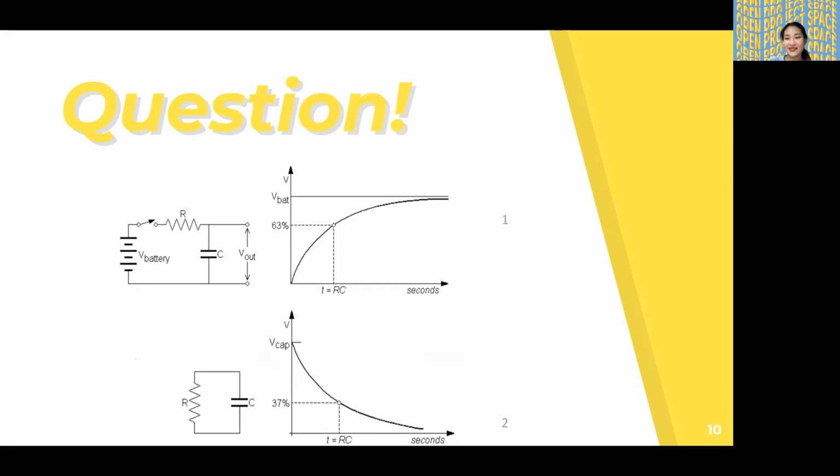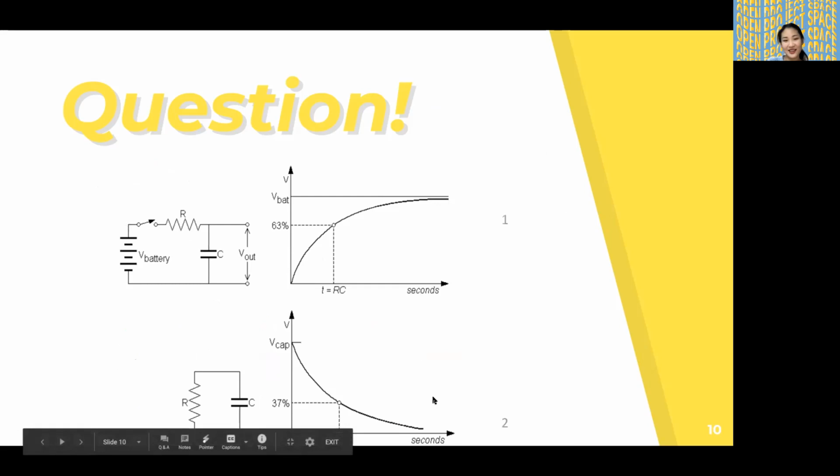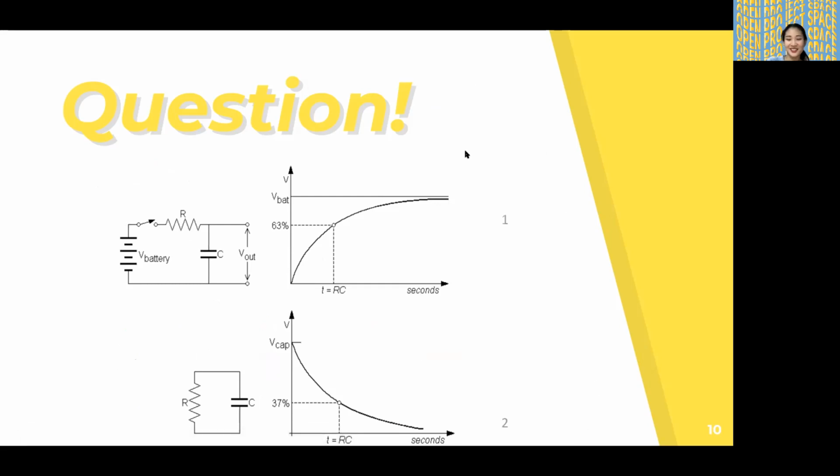So that's capacitors charging and discharging. Looks like most of you got the graphs question right. Do you have any questions so far?